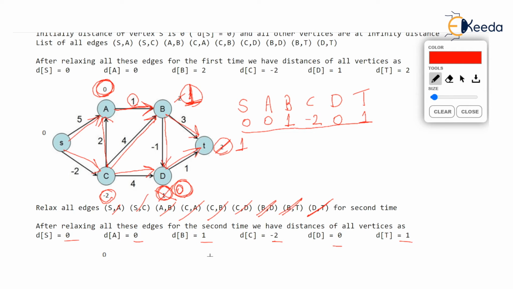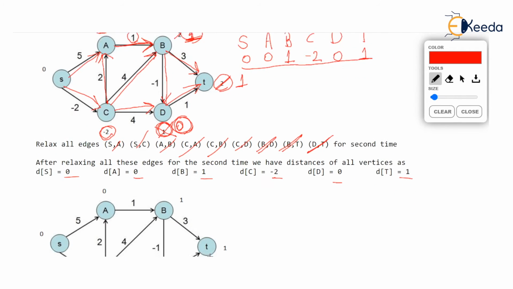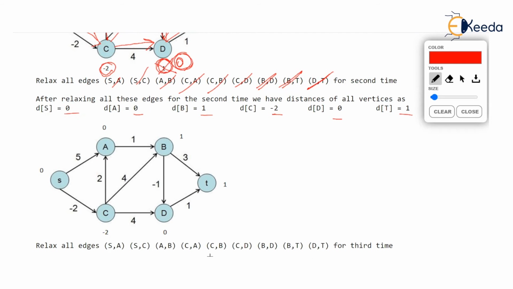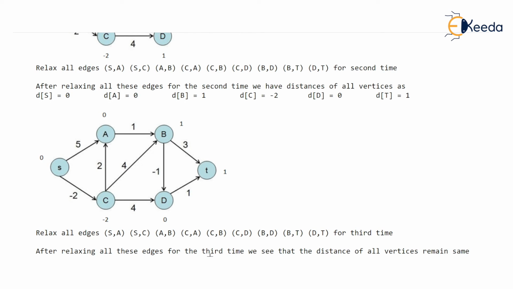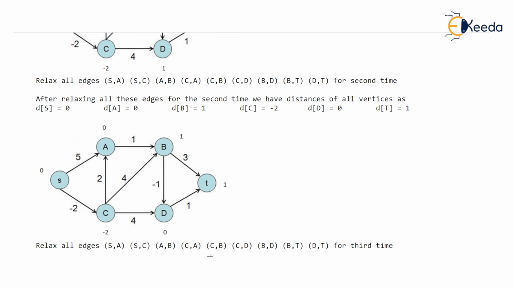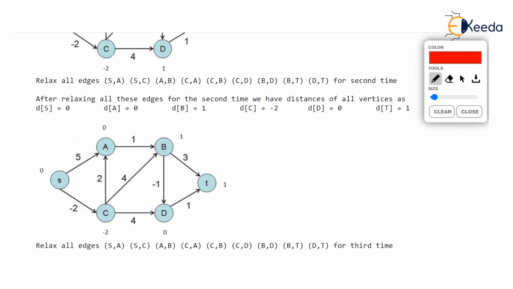So a refreshed graph I have drawn over here with the new distances. Obviously, we will have to relax all the edges for the third time. But there is some good news here. If you now relax all the edges again, you will see none of the distances change. All the distances will remain the same.